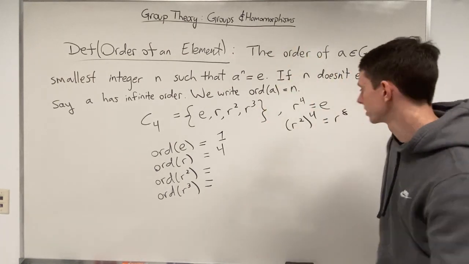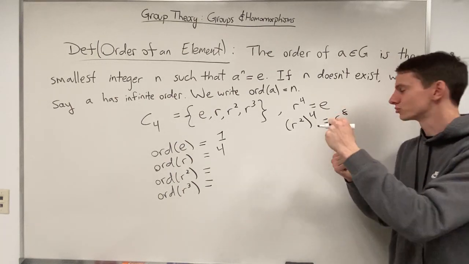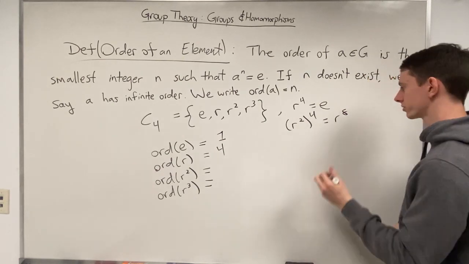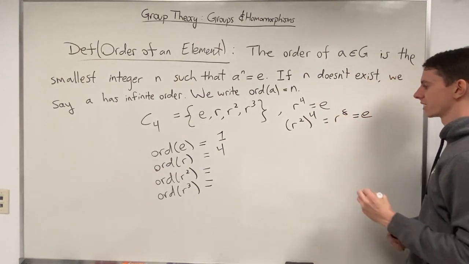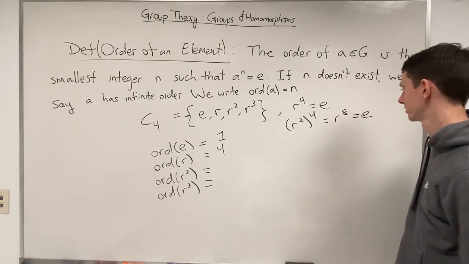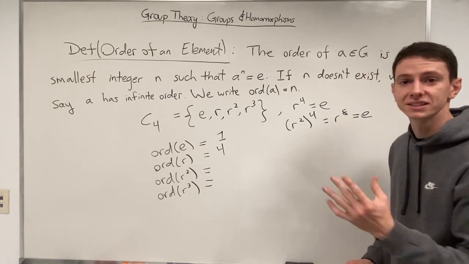That's like imagining us rotating a square 2 full revolutions by 720 degrees. Doesn't that get us back to the identity? The answer is, well, yeah, it does. But that is not how the order of an element is defined.